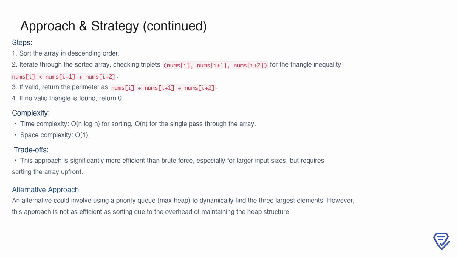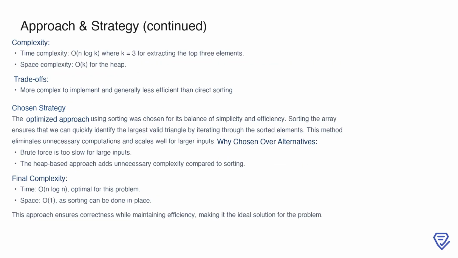An alternative strategy could involve using a priority queue or max heap to dynamically find the 3 largest elements. However, maintaining the heap structure adds overhead, making it less practical than sorting for this specific problem. The heap-based approach, while an alternative, comes with its own set of trade-offs. Its time complexity is O(n log k), where k is 3 for extracting the top 3 elements, and it requires O(k) additional space for the heap. This added complexity makes it less efficient overall compared to the sorting-based approach.